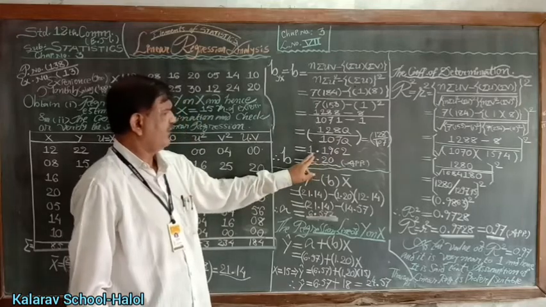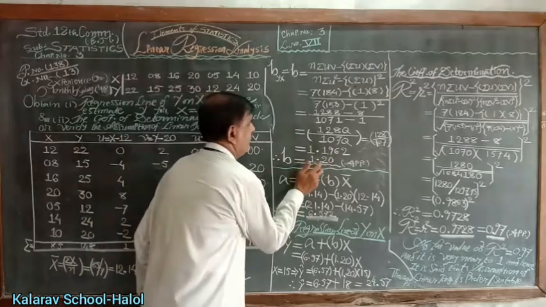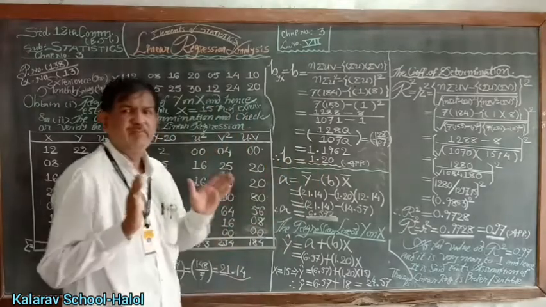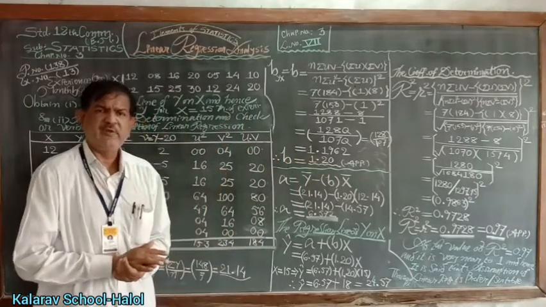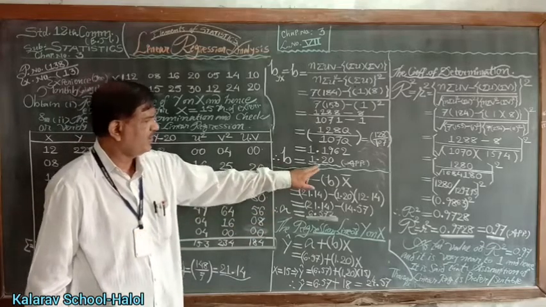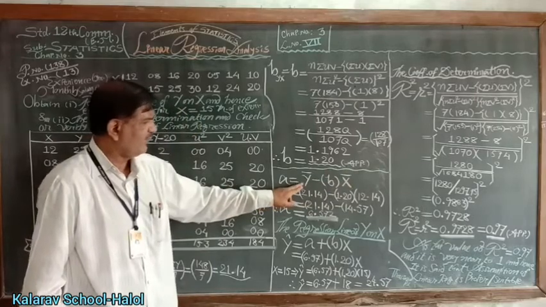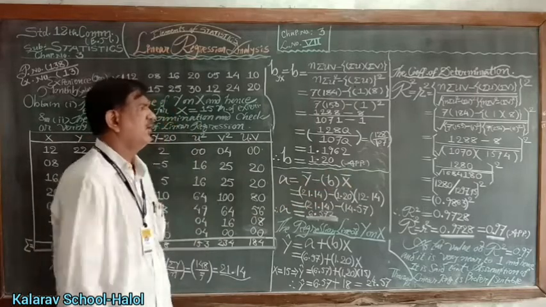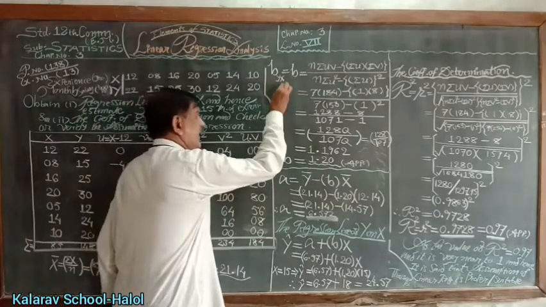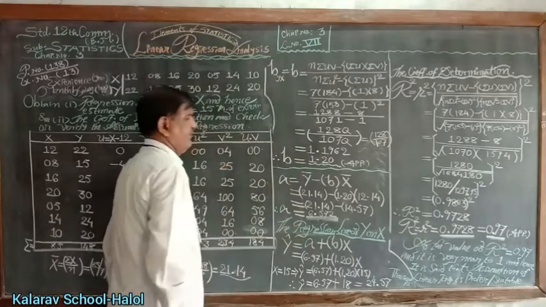Our answer will be 1.196, approximately 1.20. The answer for b, that is byx, the regression coefficient of y on x, is approximately 1.20. Therefore a is given by y bar minus b times x bar. First calculate b and then a. This is the procedure, step by step.